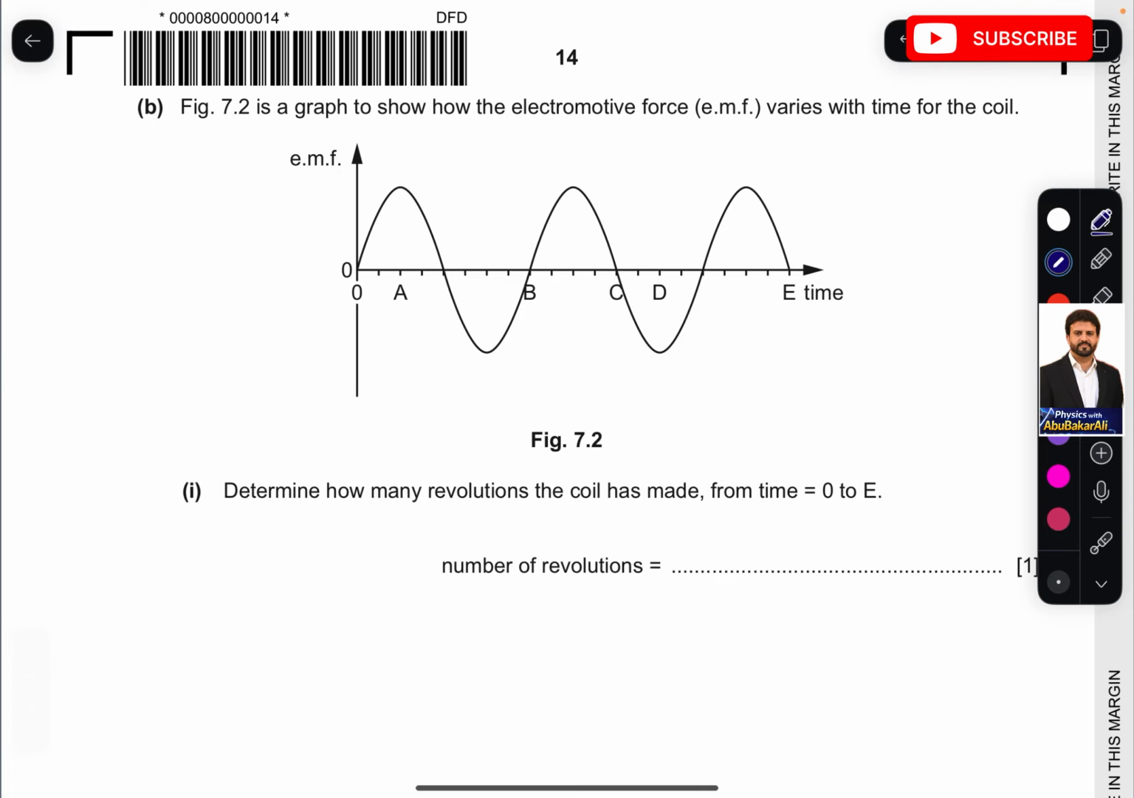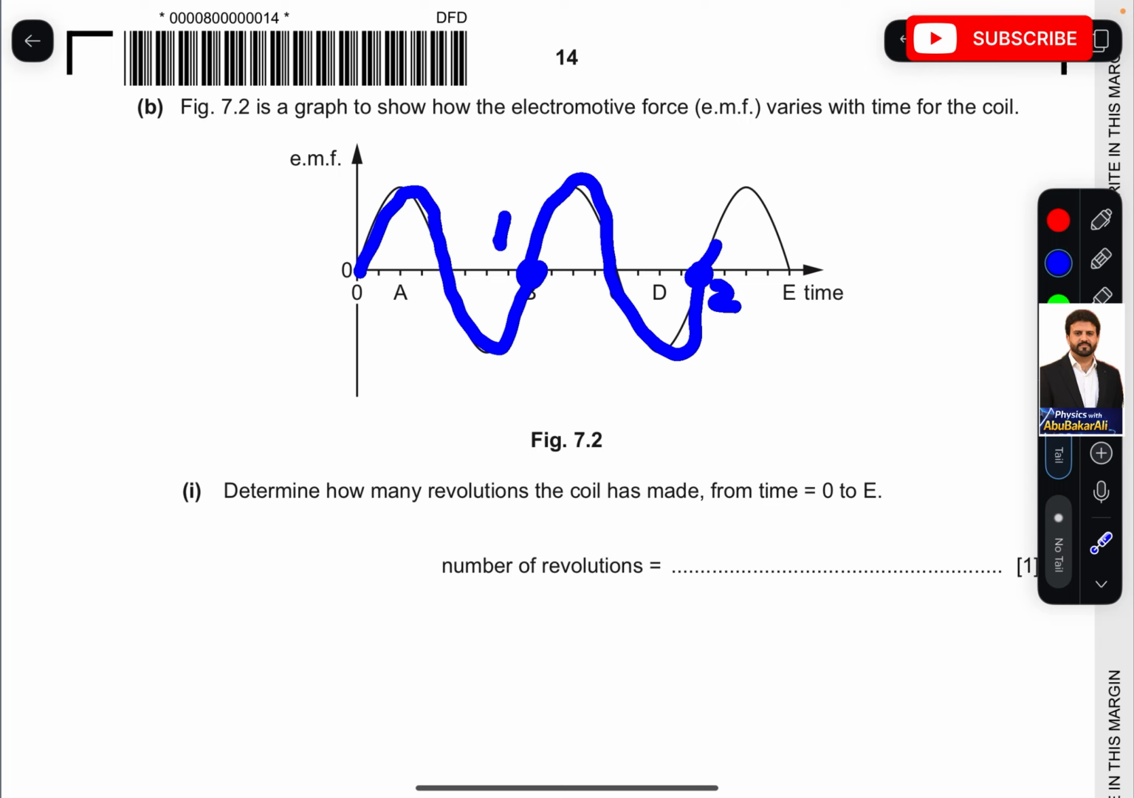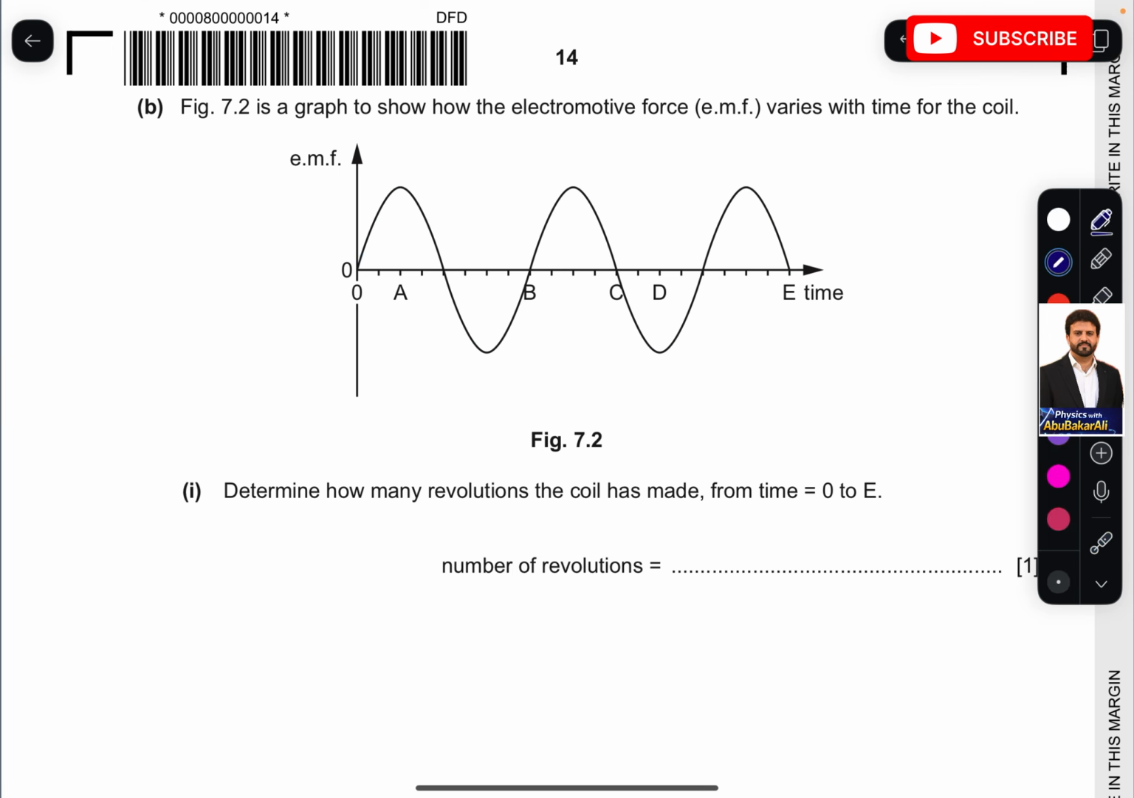Part B. Figure 7.2 shows a graph to show how the electromotive force varies with time for the coil. Determine how many revolutions the coil has made. Okay, so when the coil moves one complete revolution, this will show you one complete loop. Here one revolution is completed. Here another revolution is completed. And here is the half. So it is 2.5 revolutions.